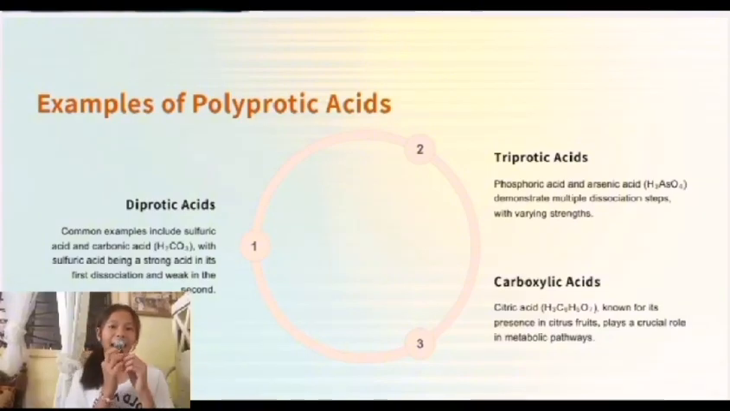Examples of polyprotic acids. Diprotic acids. Common examples include sulfuric acid and carbonic acid, or H2CO3, with sulfuric acid being a strong acid in its first dissociation and weak in the second. Triprotic acids. The best examples include phosphoric acid and arsenic acid, or H3AsO4. They demonstrate multiple dissociation steps with varying strength.